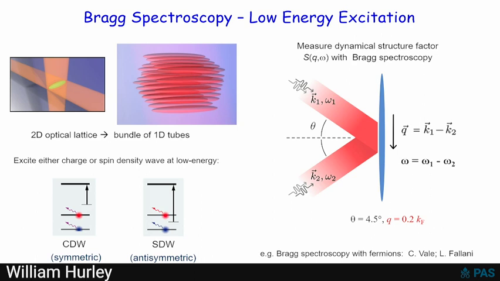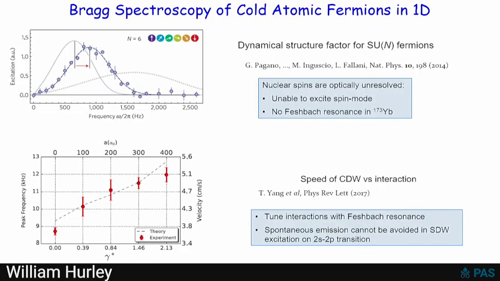So there's a charge density wave, which can be excited independently of the spin density wave. And I'm getting the chairman starting to look a little nervous. I better speed up. So the charge density wave can be excited with a symmetric excitation, and the spin density wave with an anti-symmetric one.